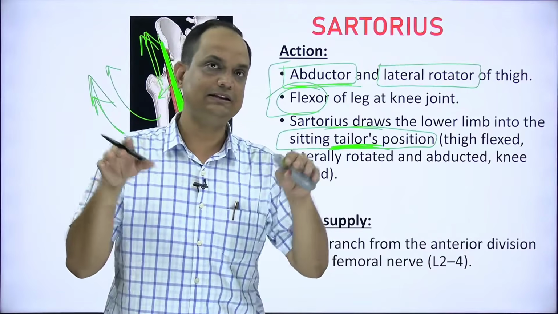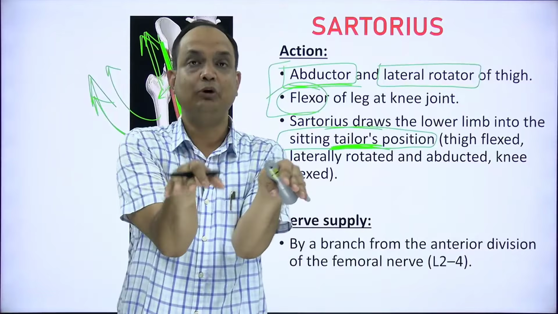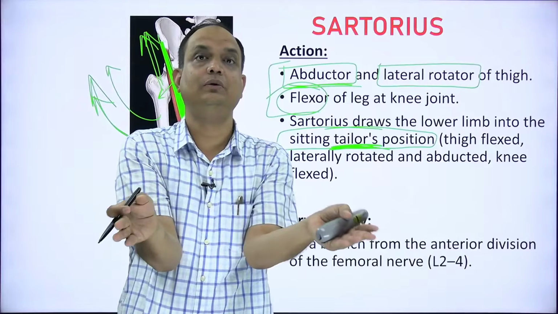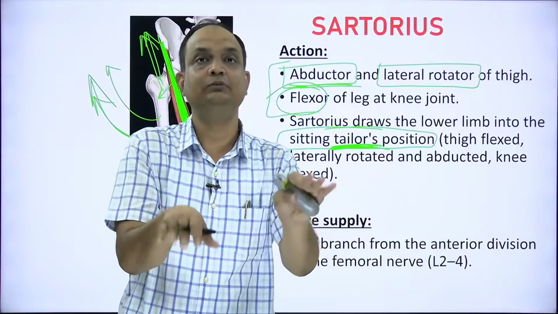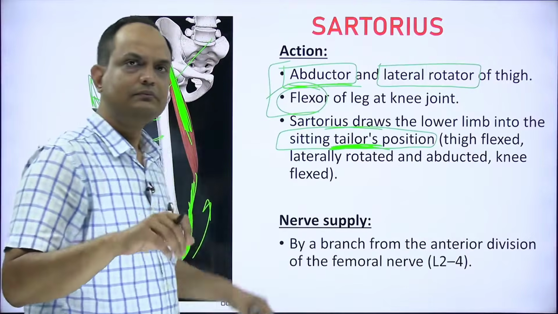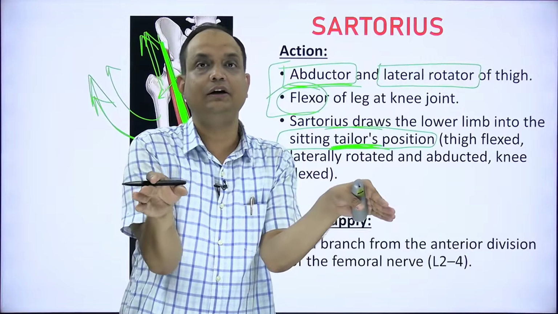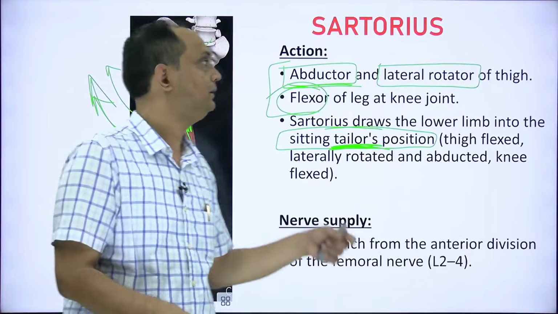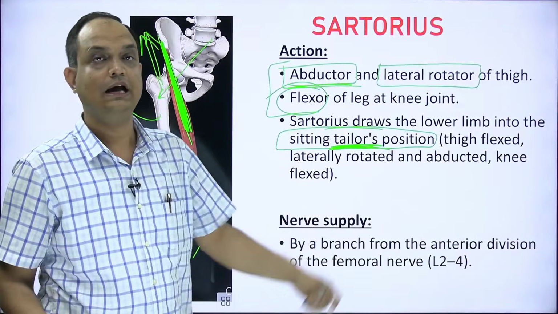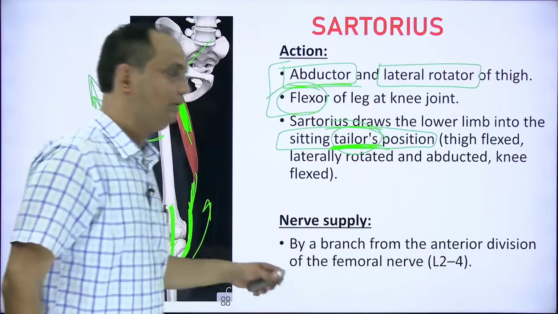Now, when he is sitting on the chair, the limbs are semi-flexed, plus both limbs are laterally rotated and abducted, and then he is moving his foot and doing the stitching. So, that position of the thigh, that is laterally rotated and abducted thigh, is possible because of the action of Sartorius, and that is why the word comes tailor's muscle. Clear?